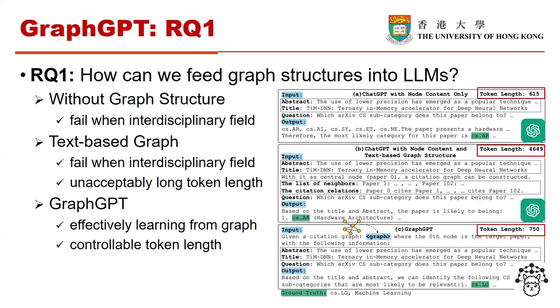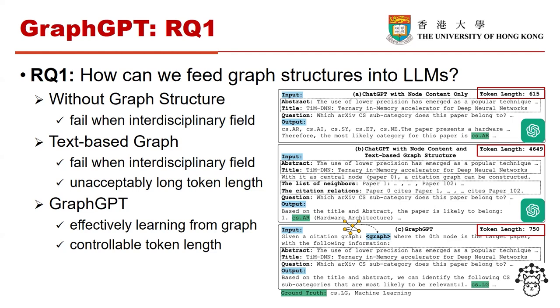So we'd like to address these challenges one by one. For the first research question, there are mainly three approaches. First, for specific paper classification on a citation graph, we can just identify the paper without graph structures, which means we don't provide the neighbors' information for the text for the paper classification. But we found that even though ChatGPT, which is maybe one of the most powerful LLMs in the world, can fail to complete the paper classification in some cases.